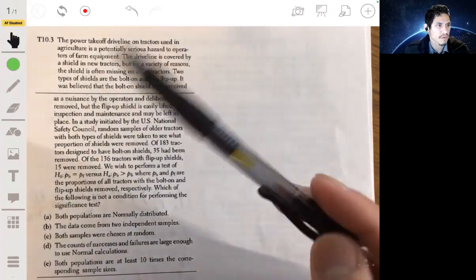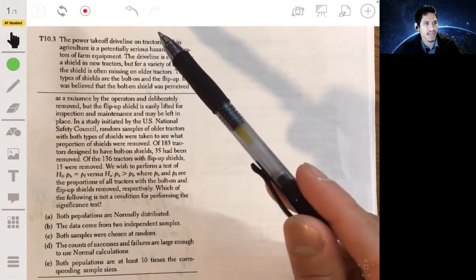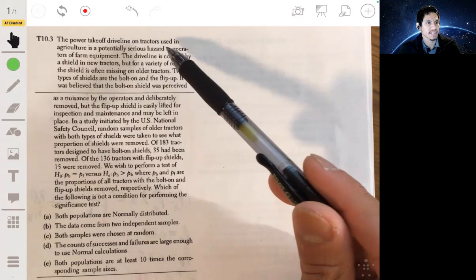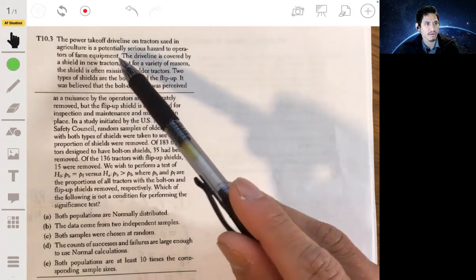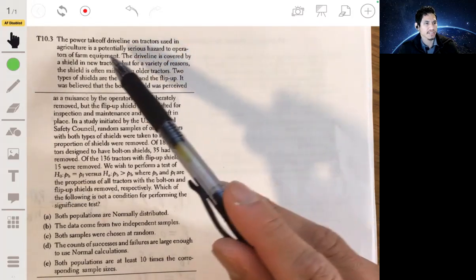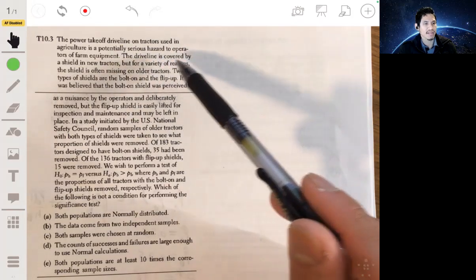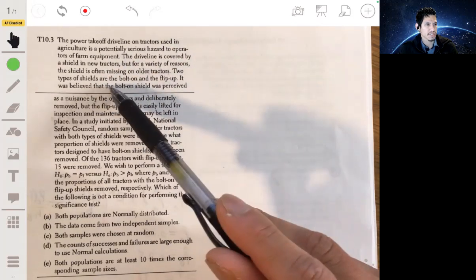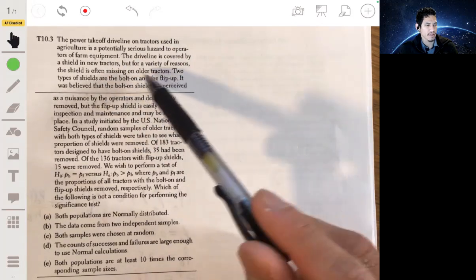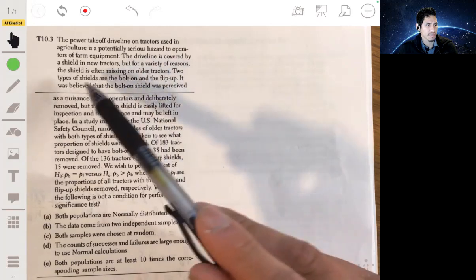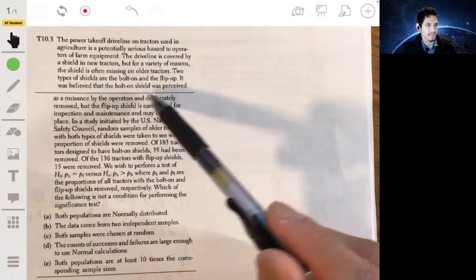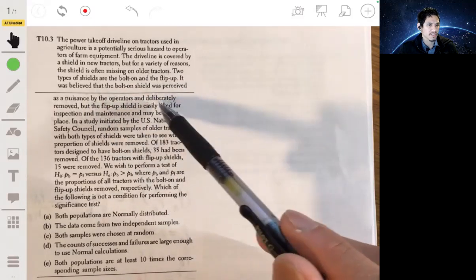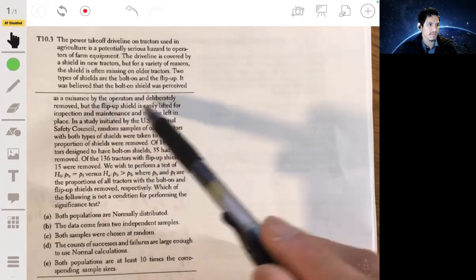All right, so in problem 3, we have that the power takeoff drive line on tractors used in agriculture is a potentially serious hazard to operators of farm equipment. The drive line is covered by a shield in new tractors, but for a variety of reasons, the shield is often missing on older tractors. Two types of shields are the bolt-on and the flip-up. It was believed that the bolt-on shield was perceived as a nuisance by the operators and deliberately removed. So they removed it on purpose. But the flip-up shield is easily lifted for inspection and maintenance and may be left in place.